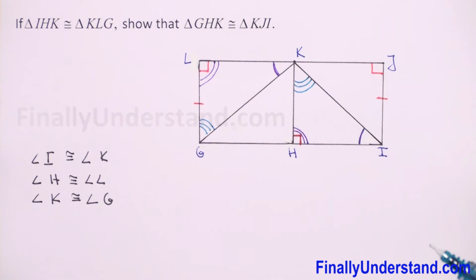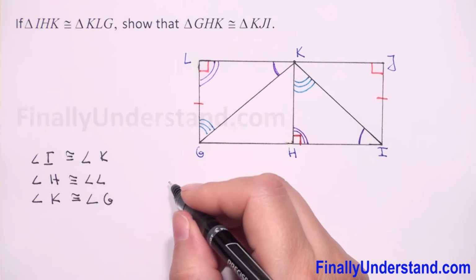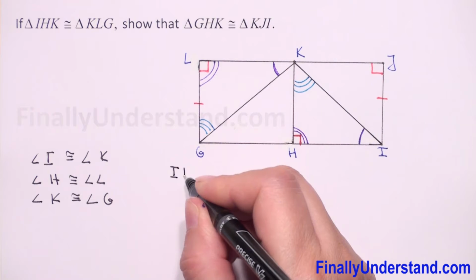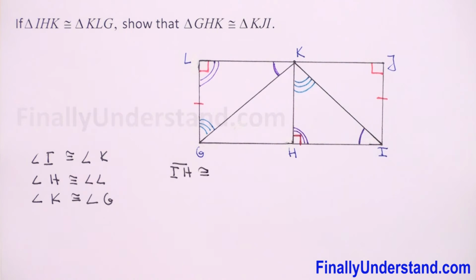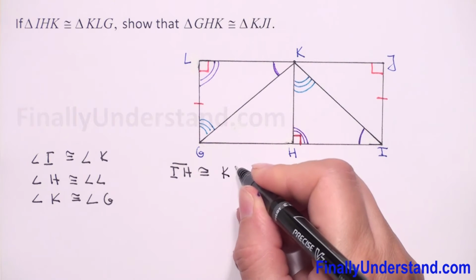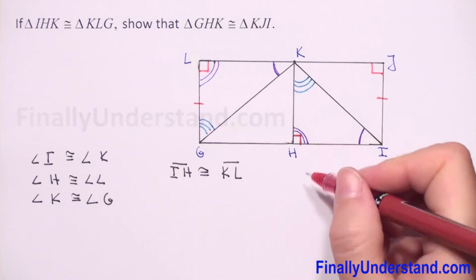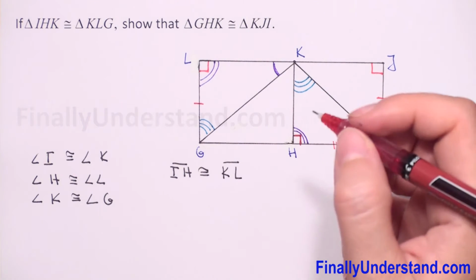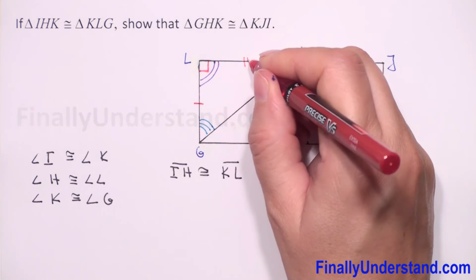And what else? We have that side IH is congruent to KL. So we can put that IH is the same as KL.